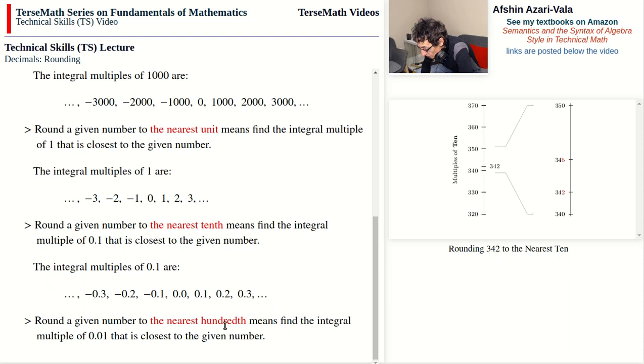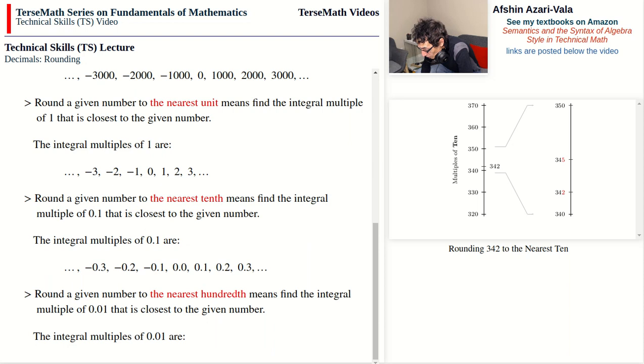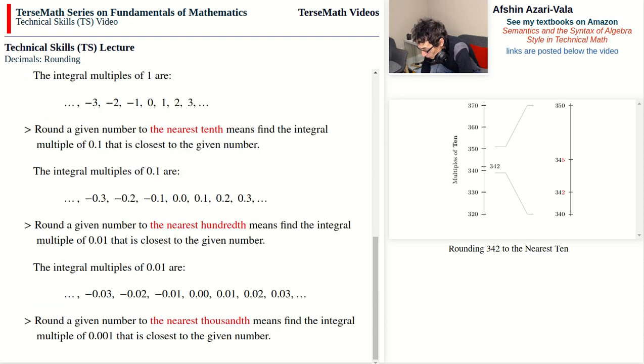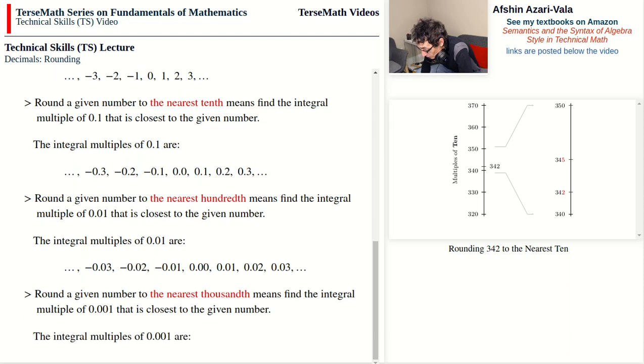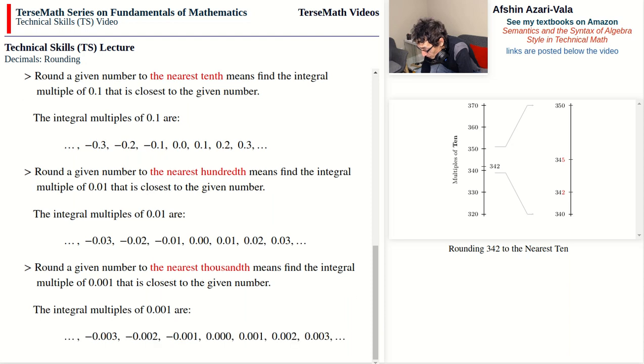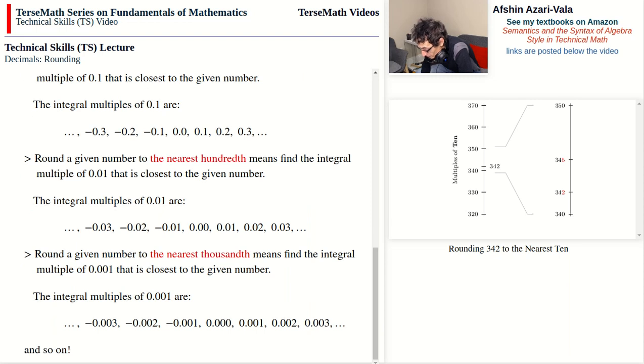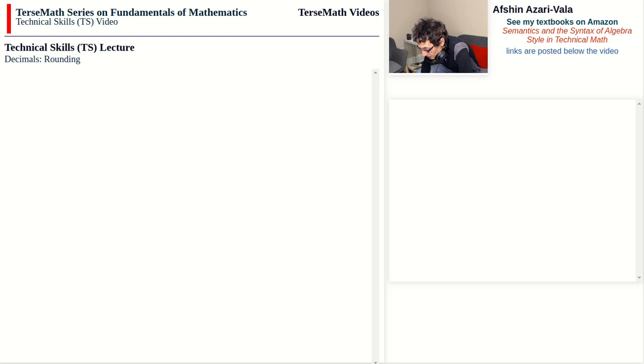We can talk about rounding a number to the nearest hundredth, and then again it means which of the integral multiples of a hundredth is closest to the given number. And of course, rounding to the nearest thousandth means find the integral multiple of a thousandth that is closest to the given number, with integral multiples of a thousandth being negative 0.003, and so on, until we get to 0.003, and so on. So now let's focus for a bit on rounding to the nearest 10, and then we'll extend the idea to other place values.